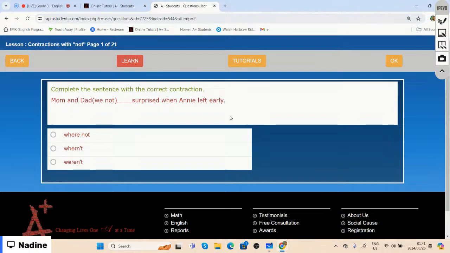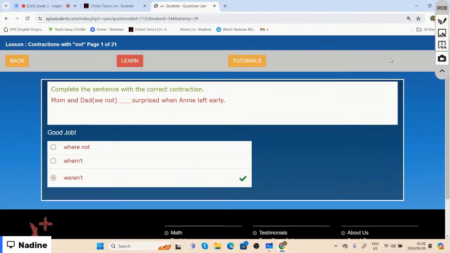All right. And if we were to choose the correct option, then yes, we will go with option three, right? Because mom and dad weren't surprised when Annie left early. So well done. Option three is correct.